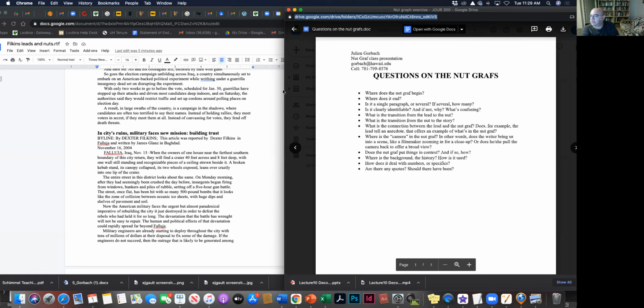So in other words, when I ask what's the relationship between these opening paragraphs and the nut graph, these opening paragraphs create a vivid picture in our brains. And then the nut graph is about it. What's the picture of?